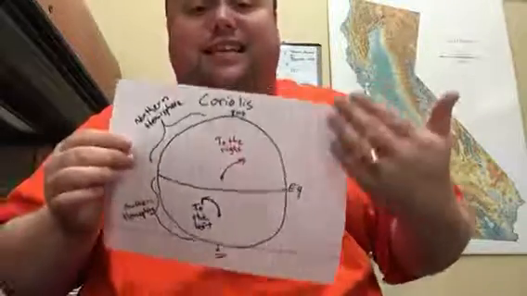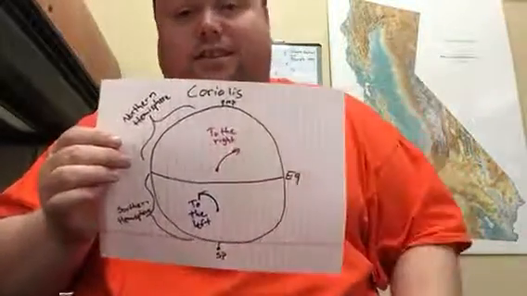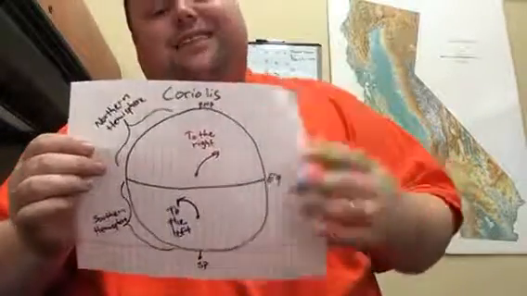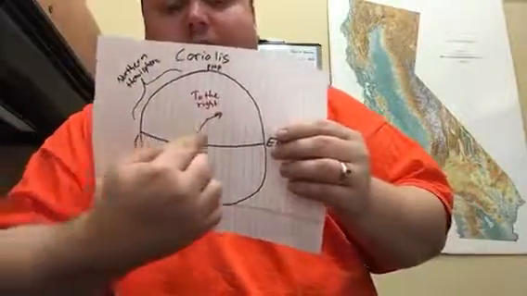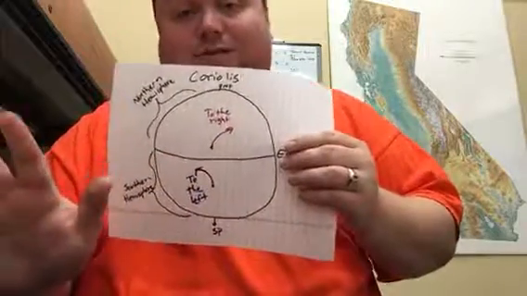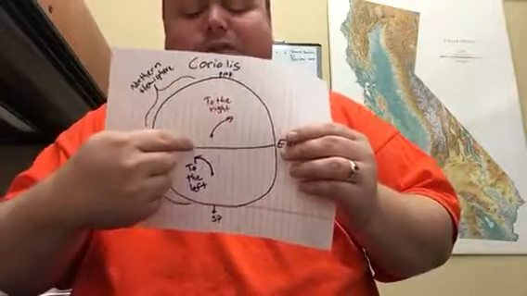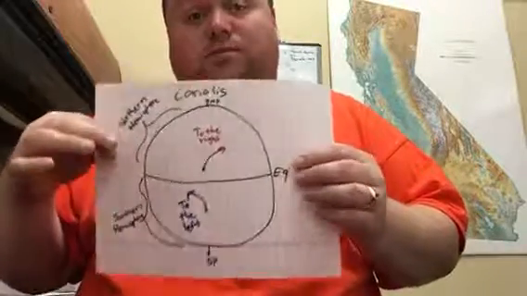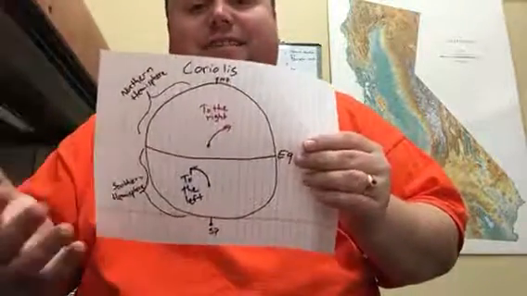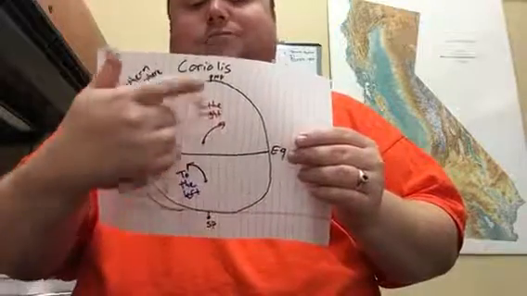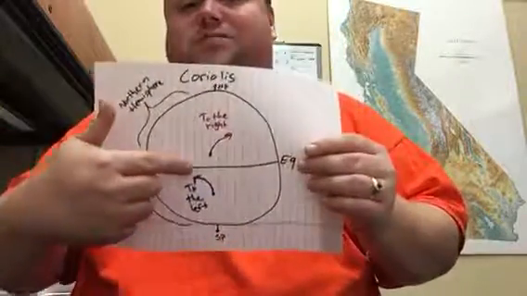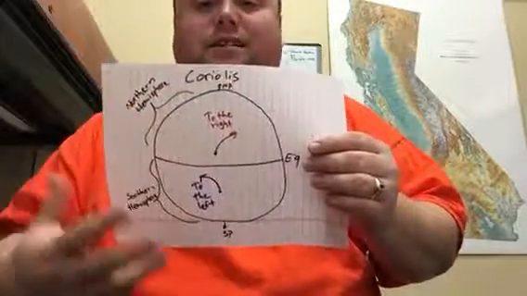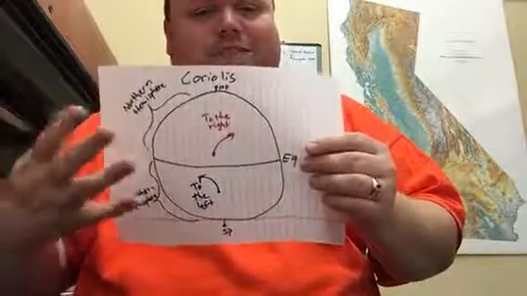And there are three things that determine the strength of the Coriolis force. The first one is latitude. If you live right near the equator, no Coriolis force. However, the further away you get from the equator, the greater the Coriolis force becomes. If you get up towards the North Pole, the Coriolis force becomes larger and larger and larger. As you move back down towards the equator, it becomes weaker and weaker and weaker.